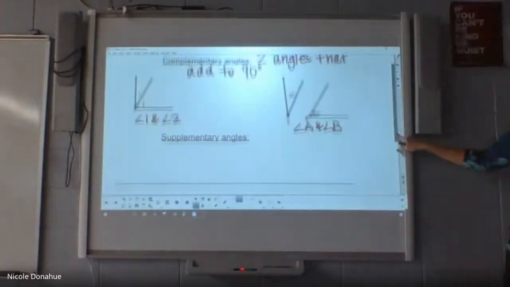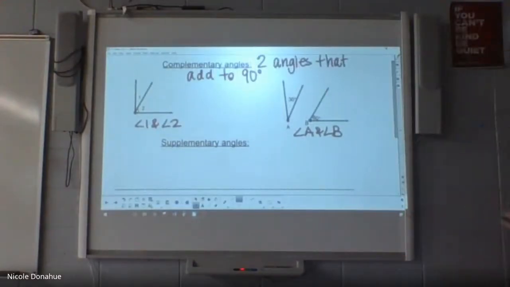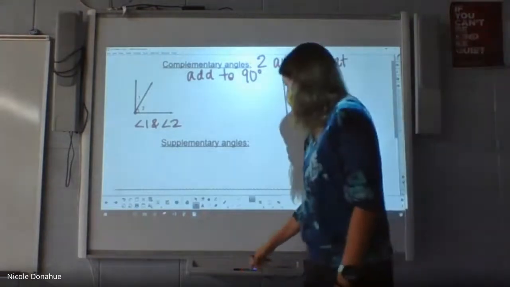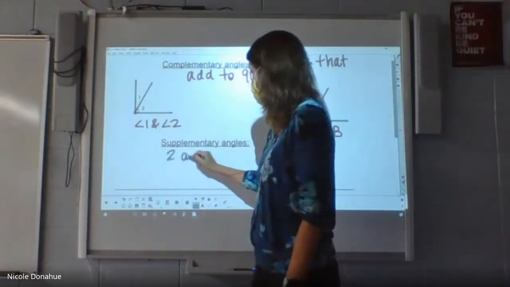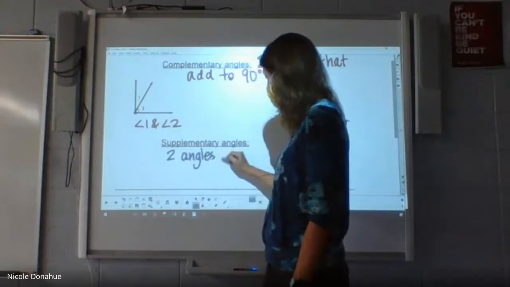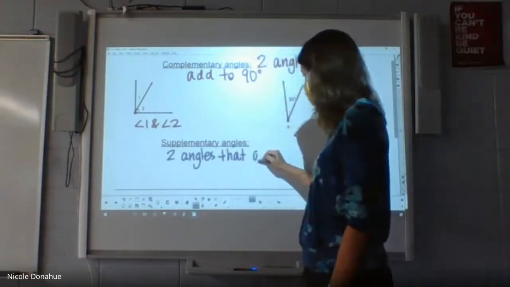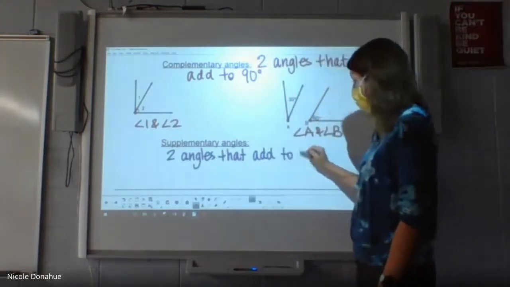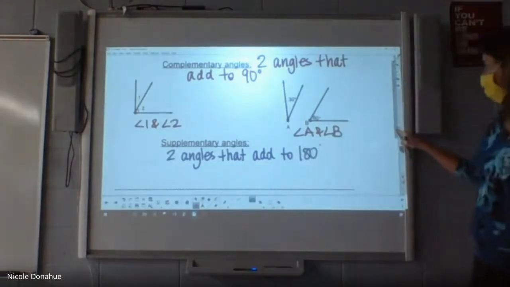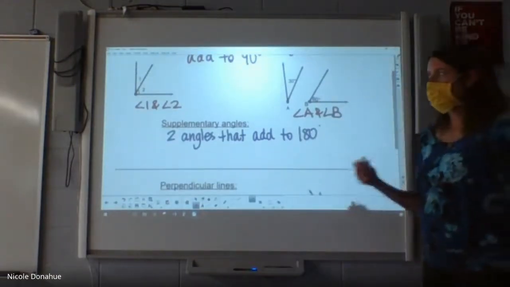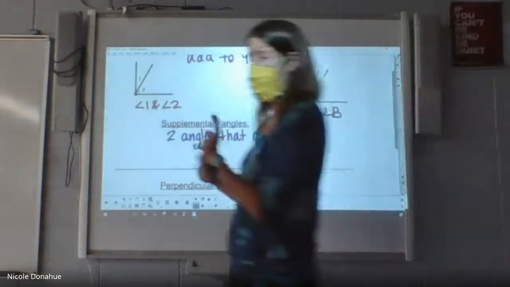And then again, supplementary are two angles that add to 180, but again, the reason they're different from a linear pair is because they don't have to be adjacent. Now, a linear pair is supplementary, but supplementary don't have to be a linear pair. So two angles that add to 180. And so again, in both of these cases, they do not need to be adjacent.